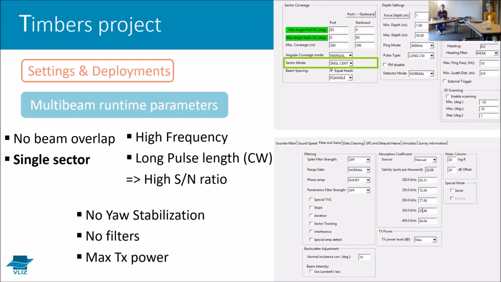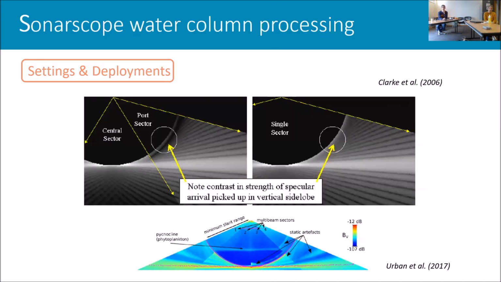Also, we make sure that we survey in single sector, because we saw that surveying with multiple sectors gives you several artifacts. And to give you an example of that, these are 2 papers which have been published already. And you can see that, especially in the paper from Peter Urban, that multiple sectors give you some artifacts which are then harder to process afterwards. So that's why we decided to go for single sector to not get these artifacts at least.